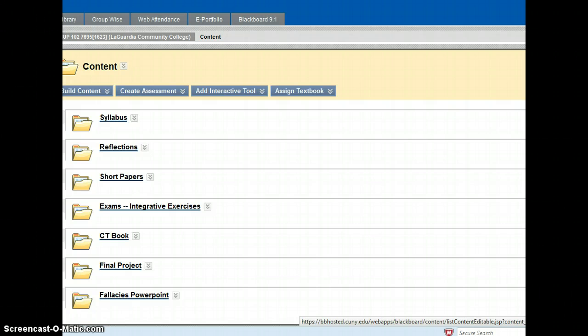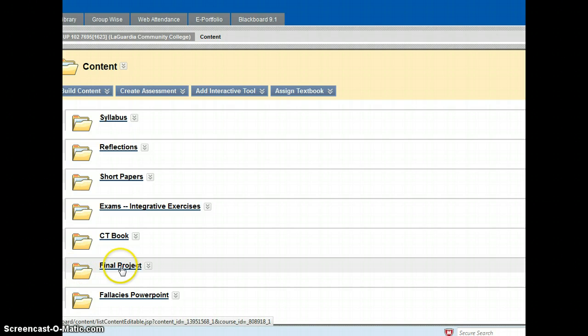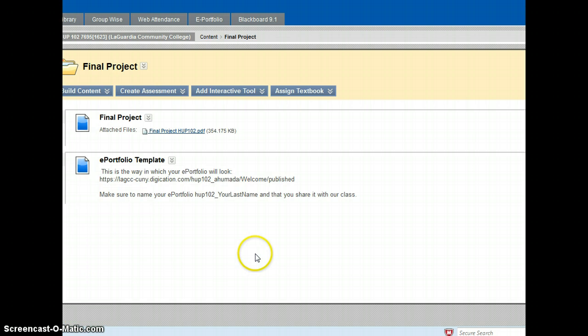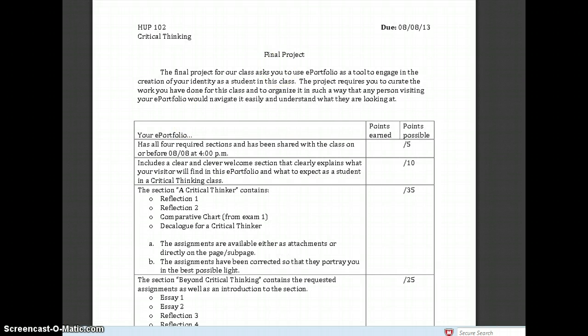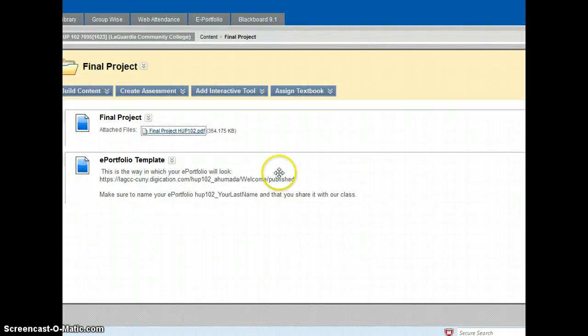Hi, this is an explanation of what your final project requires you to do. You'll find the instructions for the final project under Content on Blackboard. Go to the folder Final Project and you'll find two different links here. The first one is the instructions that were distributed in class. I'll go over there in a second. And the other one is the template for your e-portfolio.